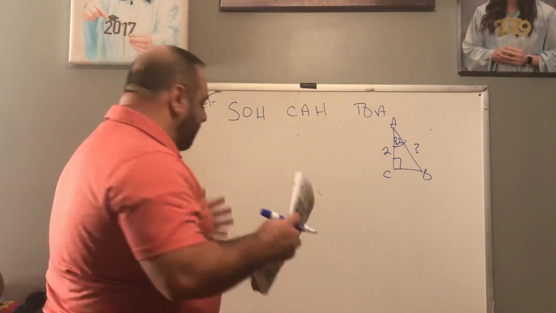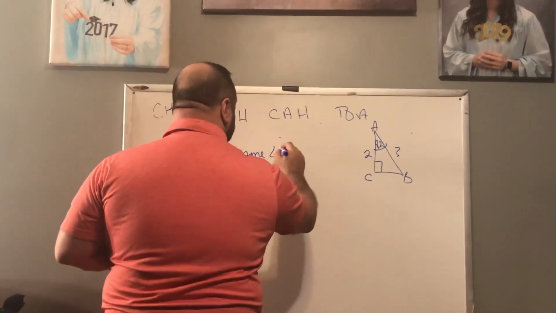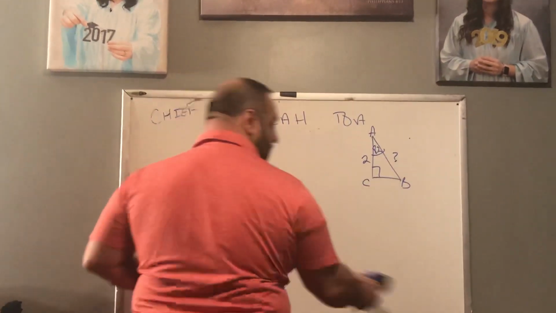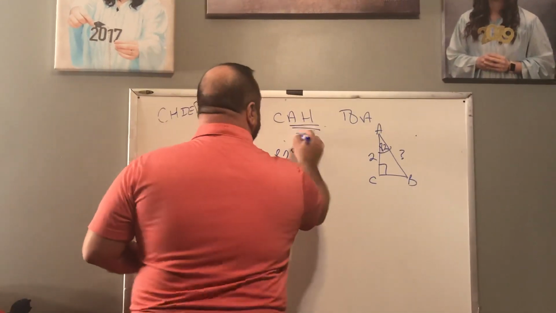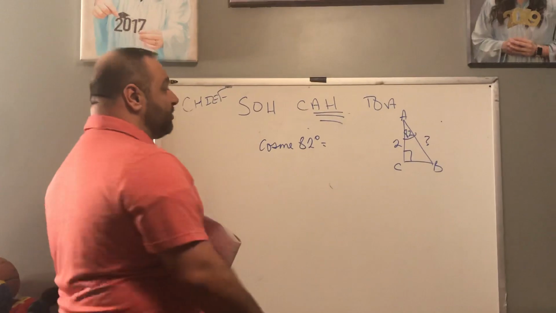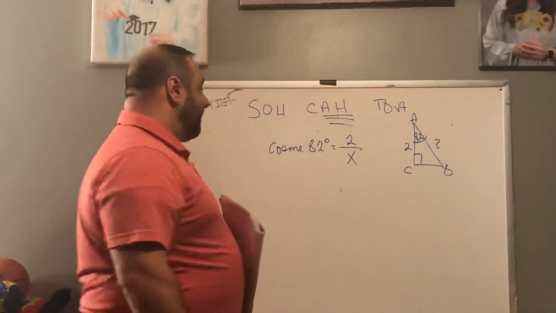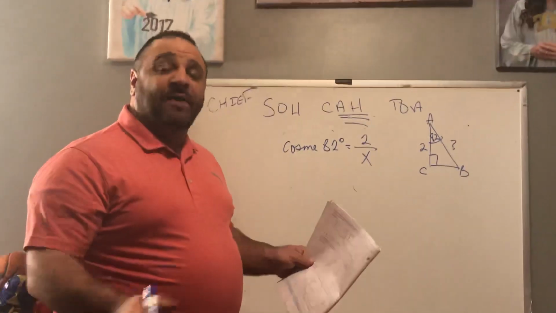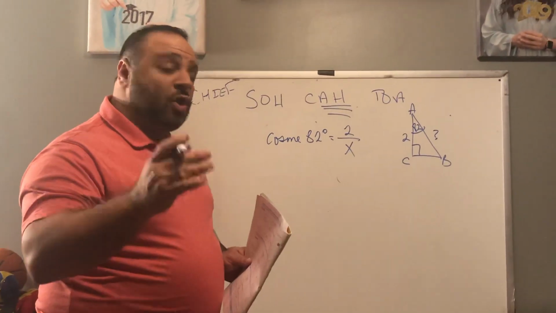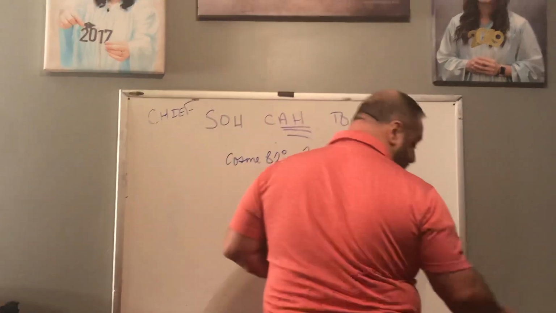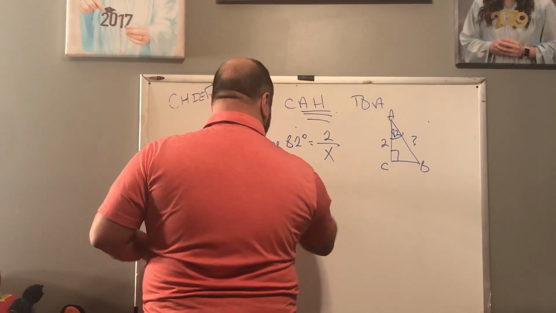So again, taking all the information that we know, we have the cosine of angle, so I'll write the angle in here, of 82 degrees is equal to adjacent over hypotenuse. The side adjacent would be 2 over the hypotenuse, which is x. Now let's get your table out. Let's find 82 degrees on your chart. Then you go to the right to the cosine column, and the measure of 82 degrees would be 0.1392.